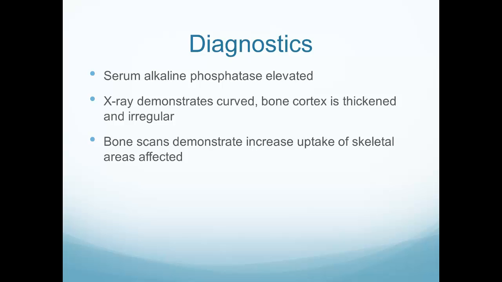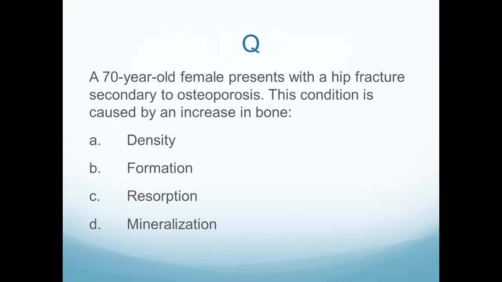There are some things we can do here to diagnose it and find out if the patient has Paget's disease. Oftentimes we may see an elevated serum alkaline phosphatase, so an alk phos may be elevated. X-rays may demonstrate some curvature or bone cortex that is thickened and irregular. Some of those are the signs we may see. Bone scans would also be a good way to detect that the patient has Paget's disease.